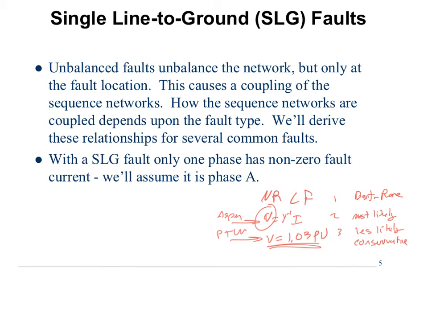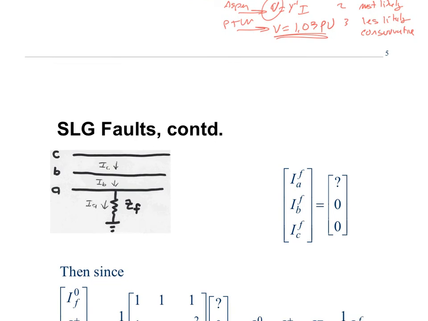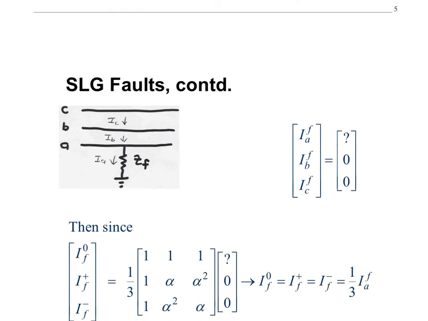So, all right, let's look at a single line-to-ground fault. We have enough time. We're going to start with a phase A fault, and we're going to assume that the other currents, IC and IB, going to the fault are 0, right? There's no connection. So I'm going to write that in a matrix as IA is an unknown, but IB and IC are going to be equal to 0, all right?